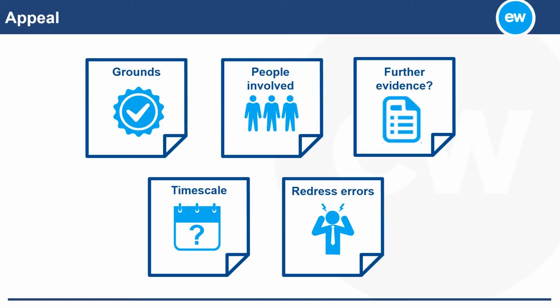4. Redress any errors of procedure, for example disclose any evidence that was not previously disclosed. 5. Look for any further evidence one way or another. If the accused wants you to consider a new witness, do so.